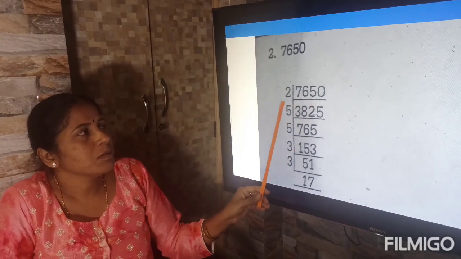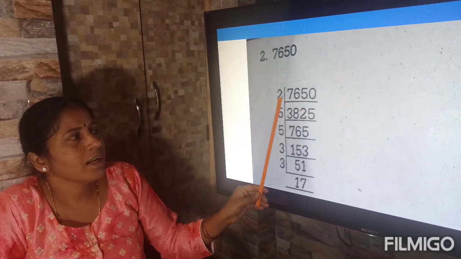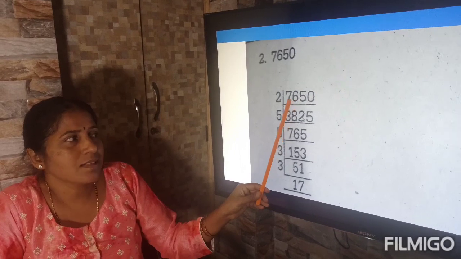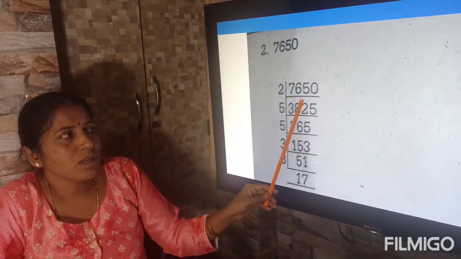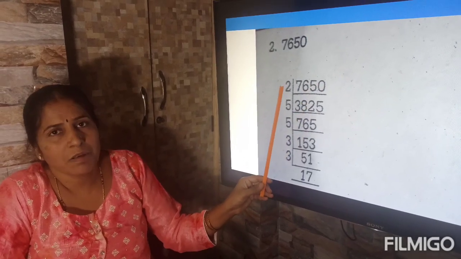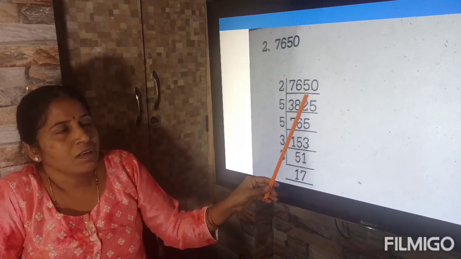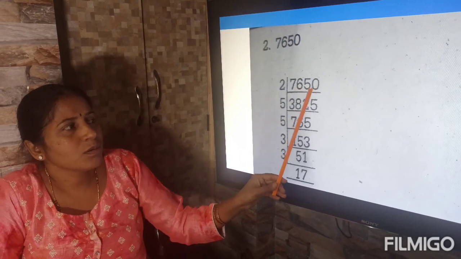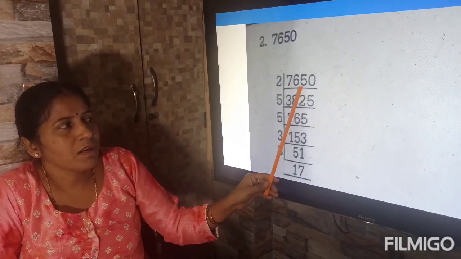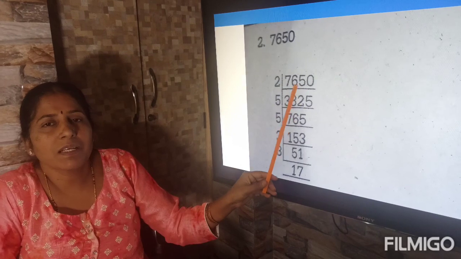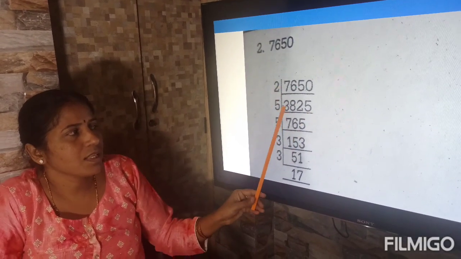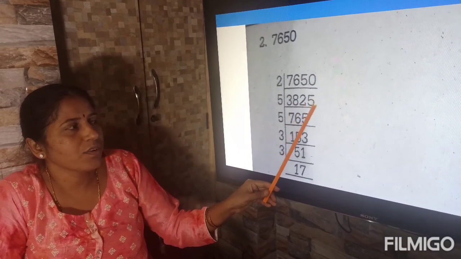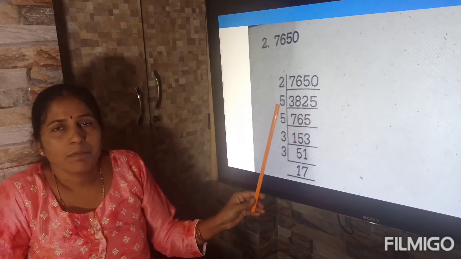By dividing by 2, 2 3s are 6 and 1 remains, it becomes 16. 2 8s are 16. Then 2 2s are 4. 5 is not going by 2. Nearest number is 4, 2 2s are 4. Then 1 remains here. Add 0, it becomes 10. 2 5s are 10. It becomes half of this, 3825.